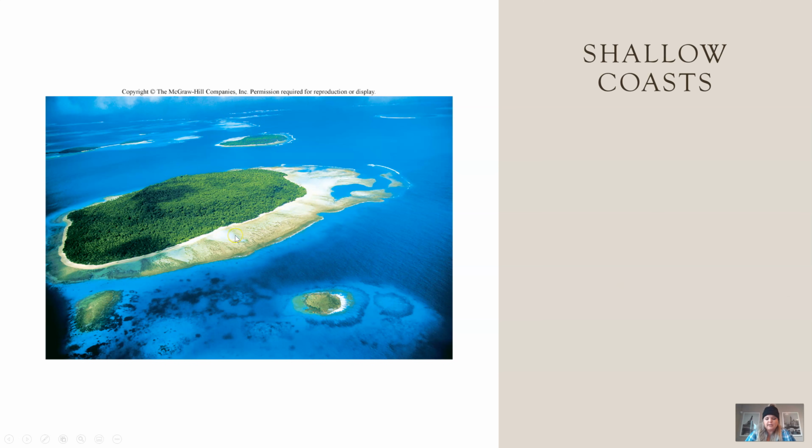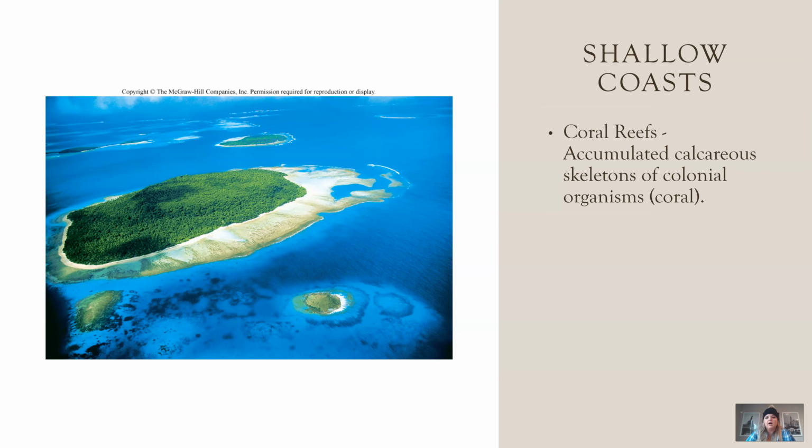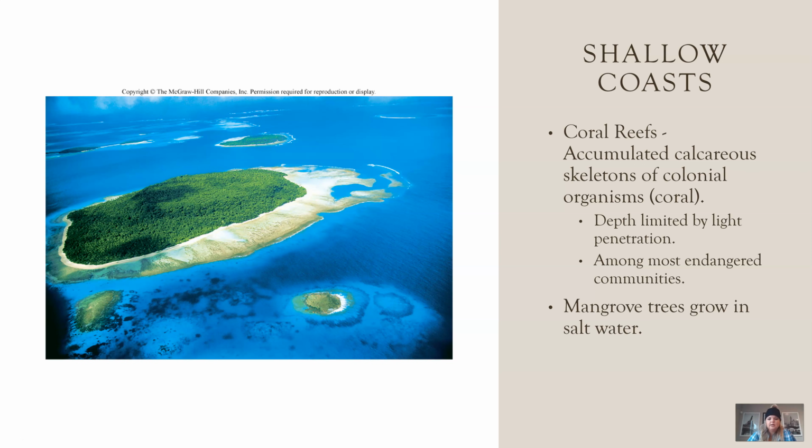All right, looking at shallow coasts. This is where we see our coral reefs, which are accumulated calcareous skeletons of colonial organisms, basically coral. Their depth is limited by light penetration, and they are among the most endangered communities. We also see mangrove trees grown in salt water, which is really interesting, and they occur along calm, shallow tropical coastlines like the Bahamas.